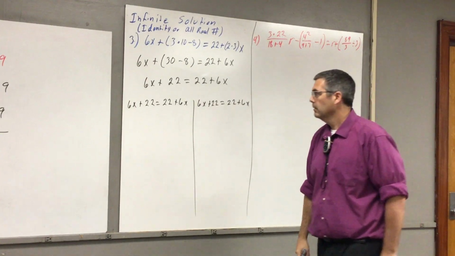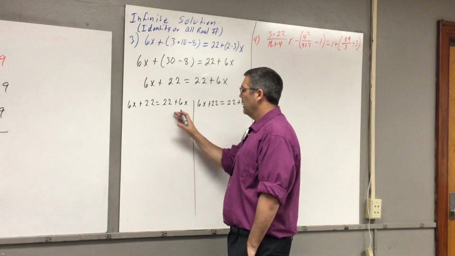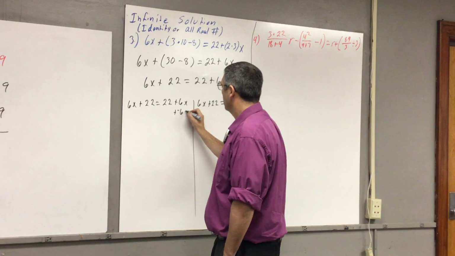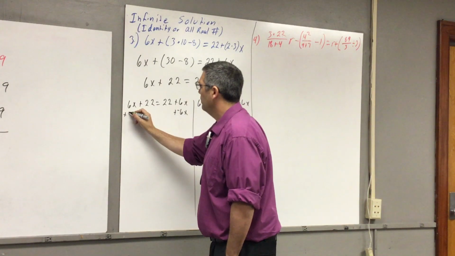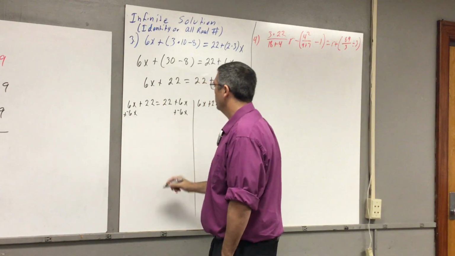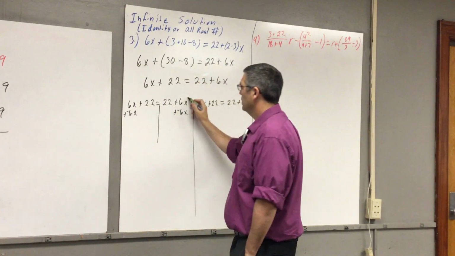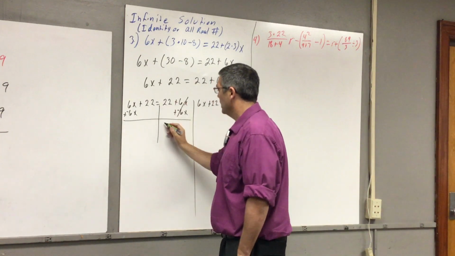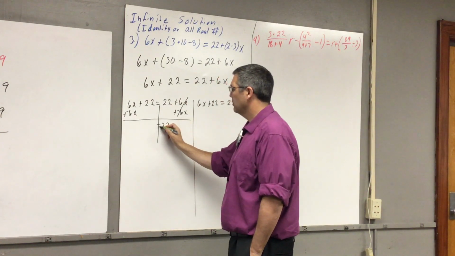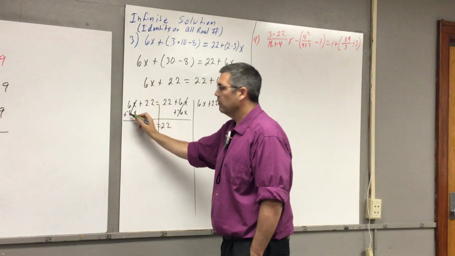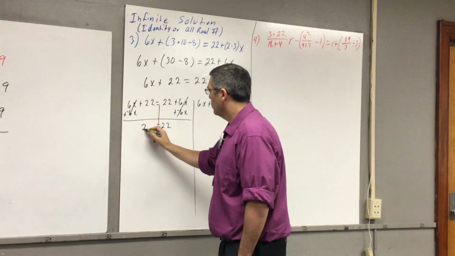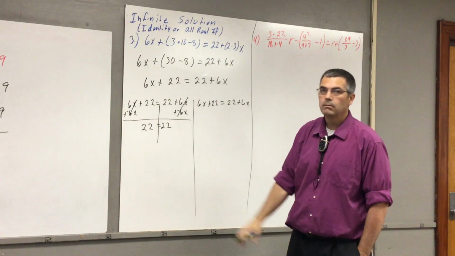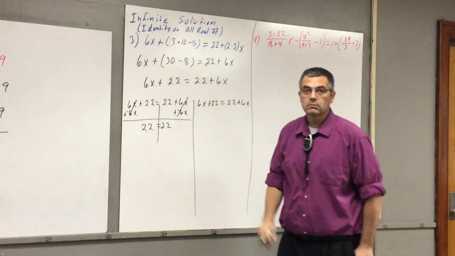Okay? So first things first, I'm going to eliminate the 6x's, or combine the 6x's, is what I'm going to do. That eliminates that, and it brings down 22. But it did the same thing over here, and so I got 22 equals 22. That's a true statement. I have infinite solutions.